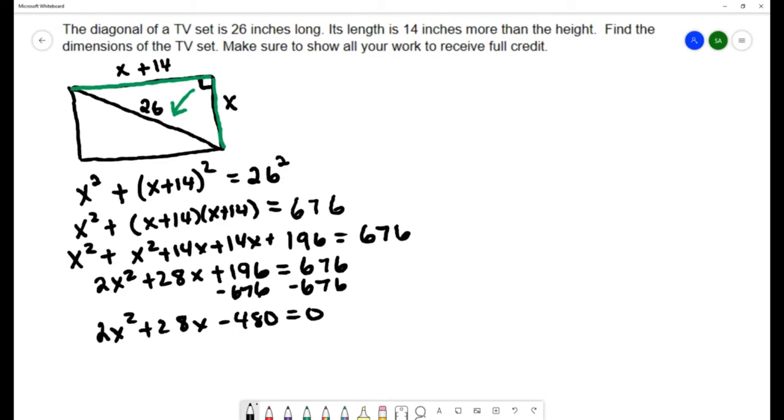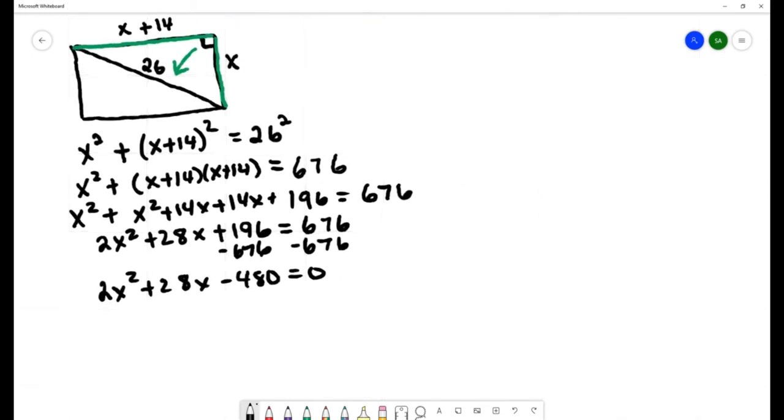And what I have here is a quadratic equation with really big numbers. And I usually solve this with factoring, but I think I'm going to change it up this time, just to show a different method. I'm going to solve this with the quadratic formula.